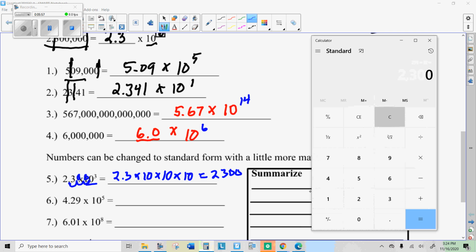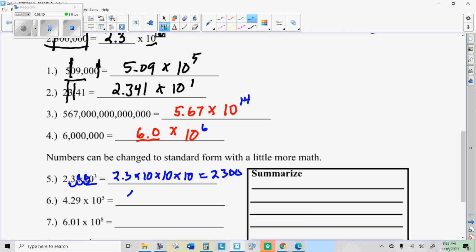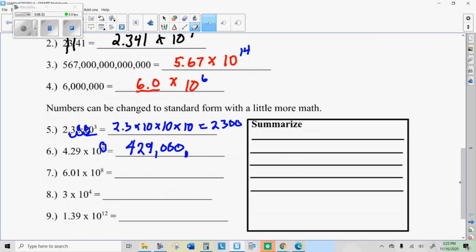So we're going to multiply by 10 once, twice, 3, 4, 5 times. Now, when you get good at this, you'll be able to just predict that. We started with the decimal here. We needed 5 places because we're multiplying by 10 5 times. So the number is 429,000. All right, you do the next one, see if you get it right. Actually, do the next 3.